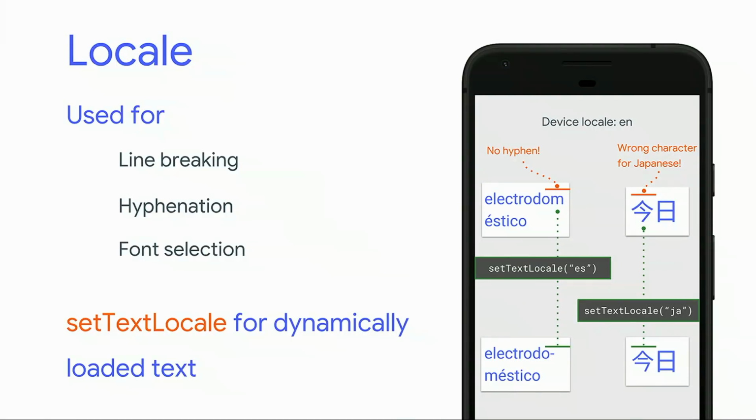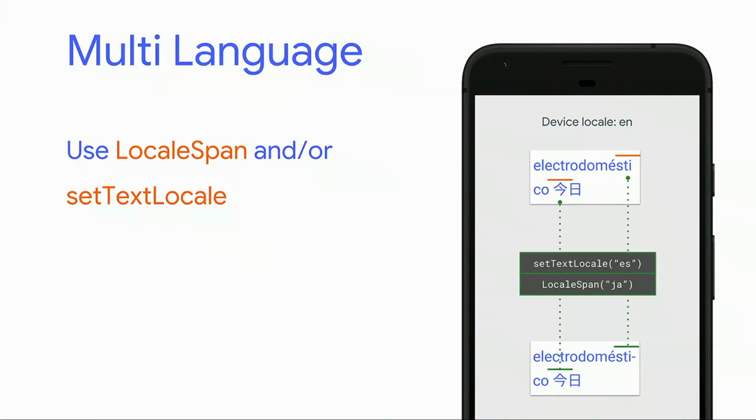To fix this, we have to tell the system about the language using the setTextLocale function. If the string contains multiple languages, you can use locale spans to mark different parts of the string. However, keep in mind that the number of locale spans affects the performance of the text layout.